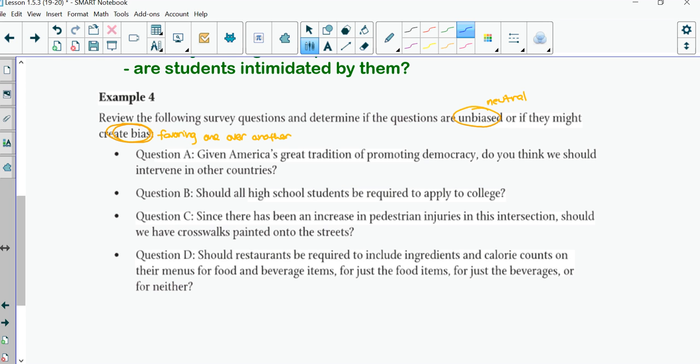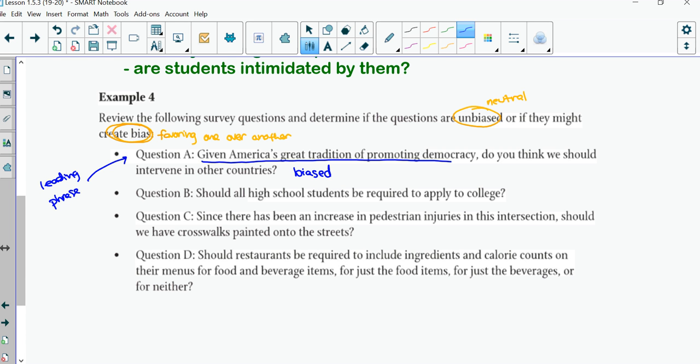All right. So this part right here is actually what's going to tell you what kind of question this is. It says, given America's great tradition of promoting democracy. This is a leading phrase. This means that this question is a biased question. So the way that it is asked is making you think a specific way. It's telling you that America has a great tradition of promoting democracy. If we wanted it to be unbiased, we would have just said, do you think America should intervene in other countries?